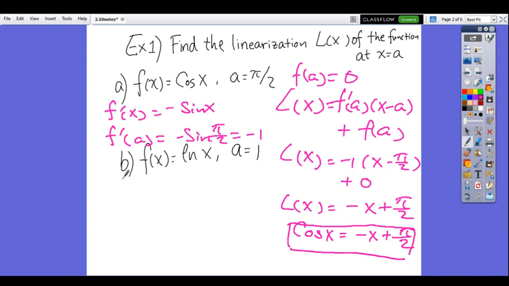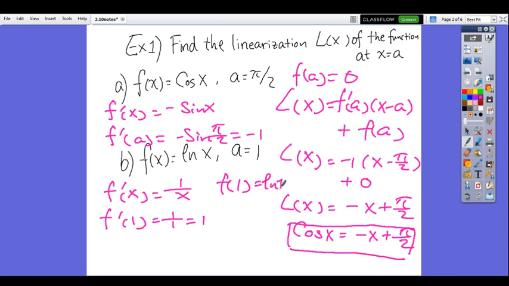And now let's take a look at the other one. Once again, it's the same process. f prime of x is 1 over x. And you want to find out what f prime of a is. f prime of 1 is 1 over 1, and that's what we got. And then f of 1 is the natural log of 1, which is 0. So using the linear approximation formula, L of x is f prime of a, 1, times x minus a, x minus 1, and then plus f of 1. So that means natural log of x is similar to x minus 1.